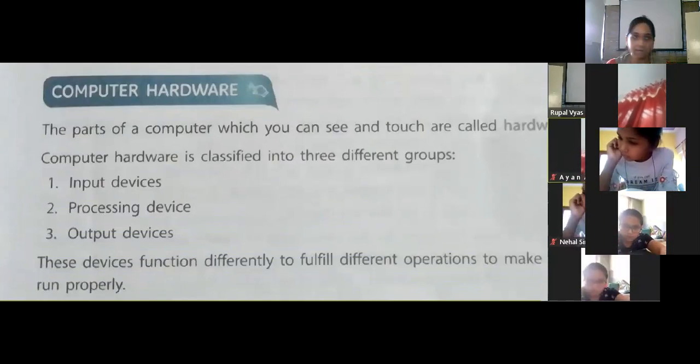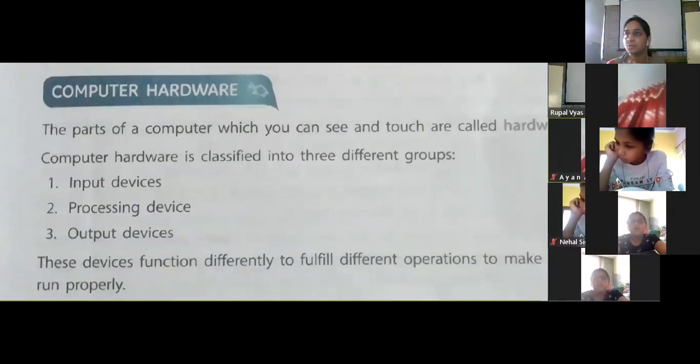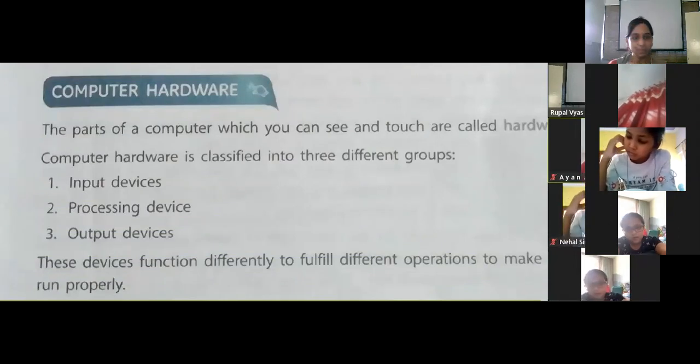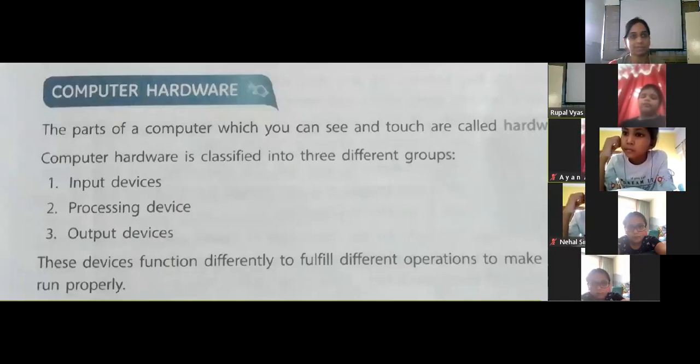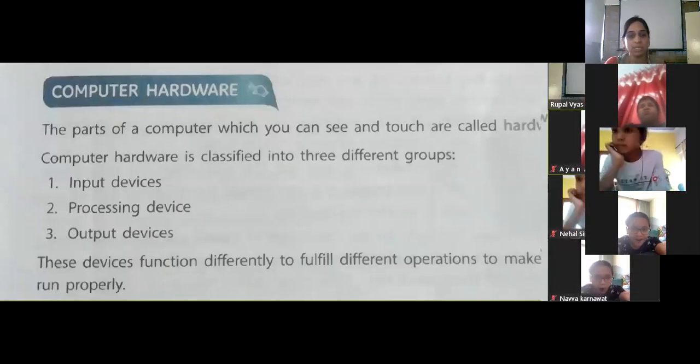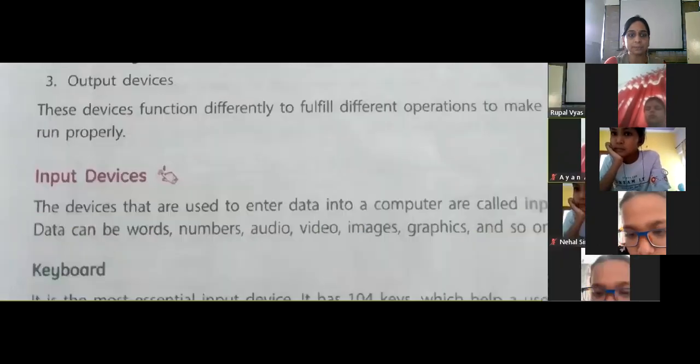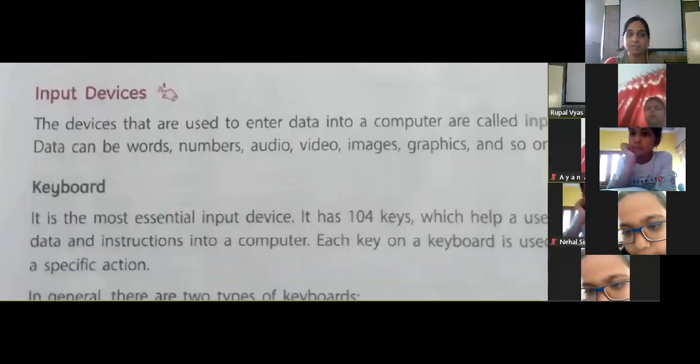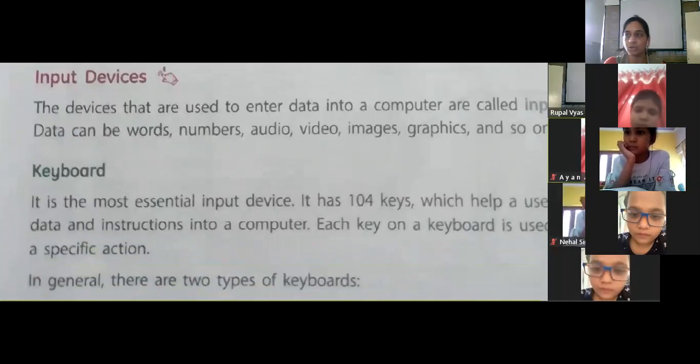that is the hardware. Now, three types of hardware are there: input devices, output devices and processing devices, or we can say input devices, processing devices and output devices. The order in which we say it does not matter. Today we will discuss the input devices only. The very first input device is the keyboard. The normal keyboard you have seen in the computer lab. Everyone has seen it, I think.